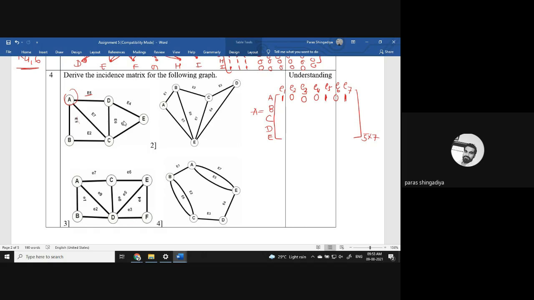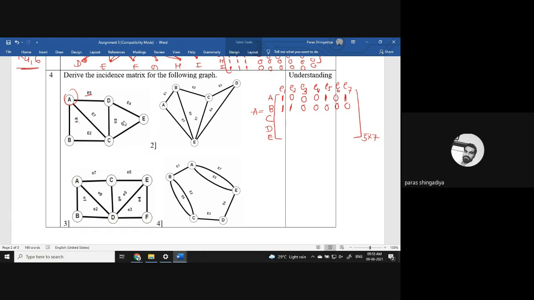Now check the second vertex and check its incidence relation with all the edges. So B with E1, that is 1. B with E2, it is also 1. Clear, because they are incident. Now for all the remaining edges, they are not incident with B. Only two edges are incident, so what do we put everywhere else? 0. Then after B, for C, C is incident with E2, E3, E6, E7.